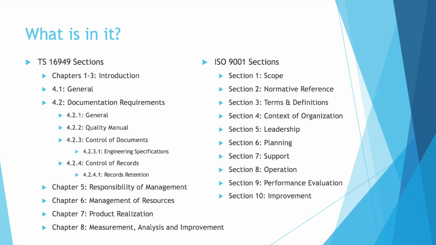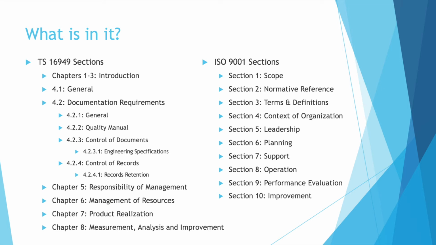Not only are you controlling your own internal documents, but you also have to control engineering specifications and make sure they are up to date. Not only that, but you have to control records. That's 4.2.4. So any record you create of any process or anything, how are you going to control that record and keep it for reference? How are you going to make sure you retain them?